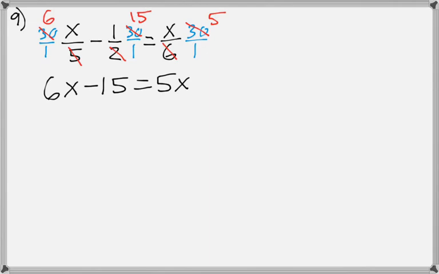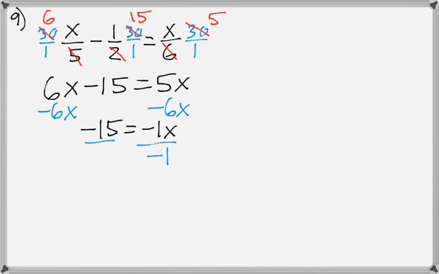This is something that we've seen before. So if I subtract 6x from both sides, then I have negative 15 is equal to negative 1x. And then if you divide both sides by negative 1, sometimes people will forget to divide by the negative 1, but we really want x by itself, not negative x or negative 1x. So x is equal to 15.